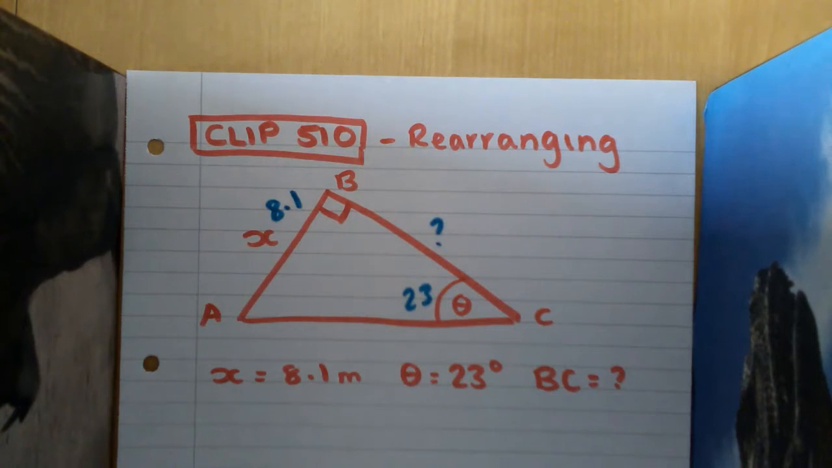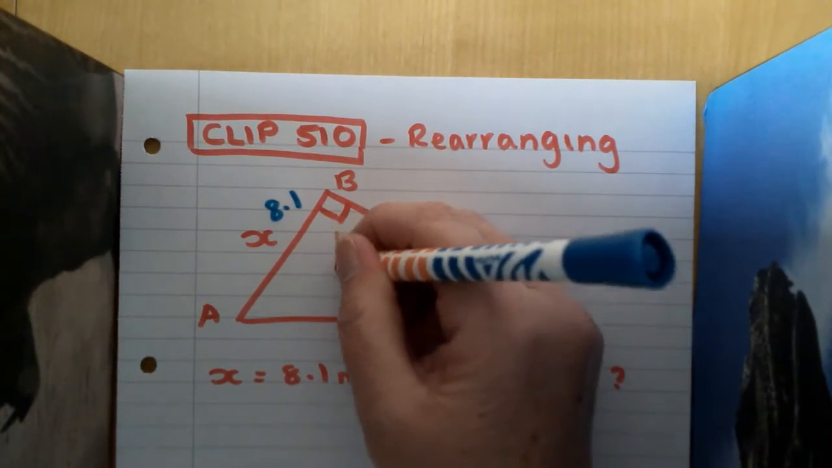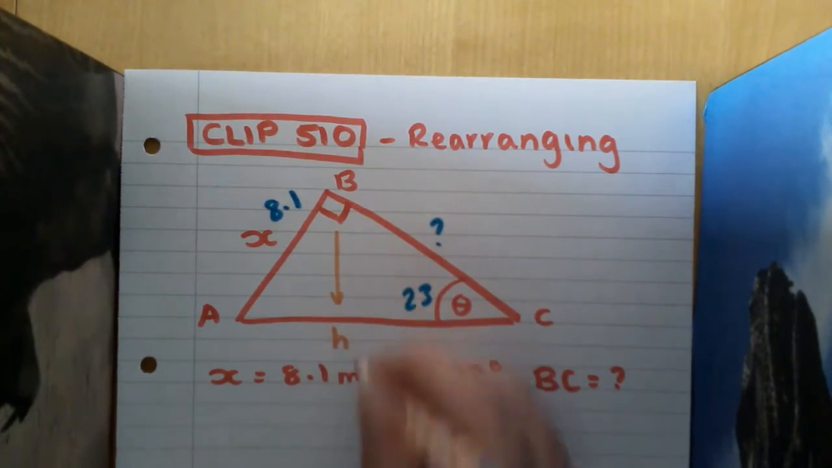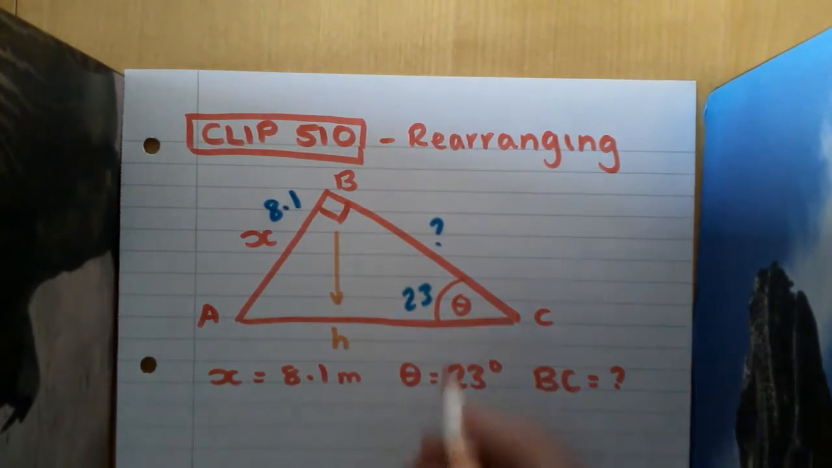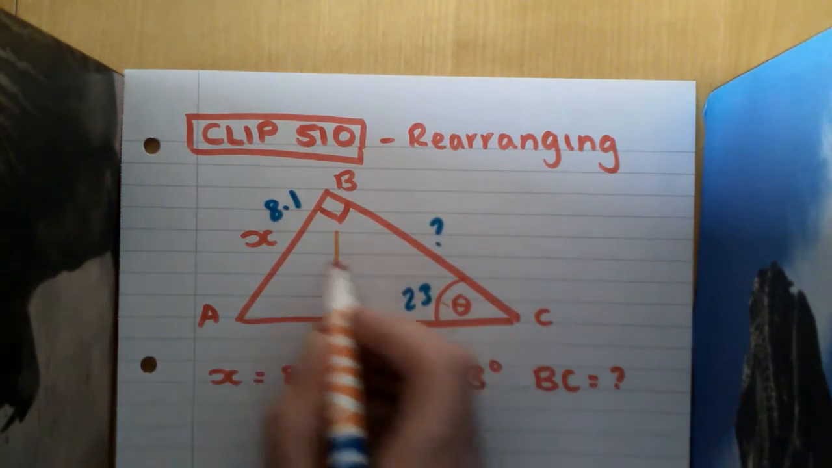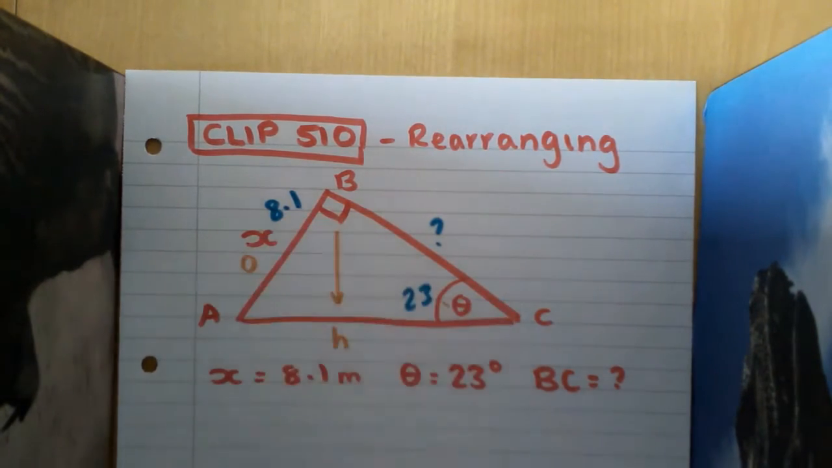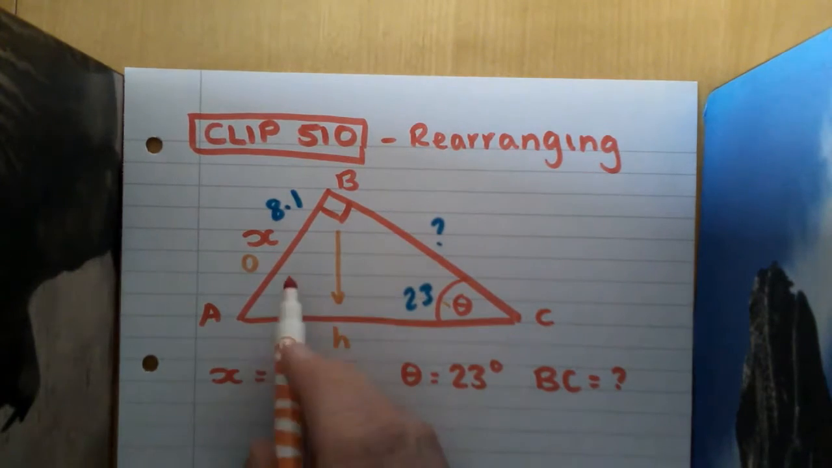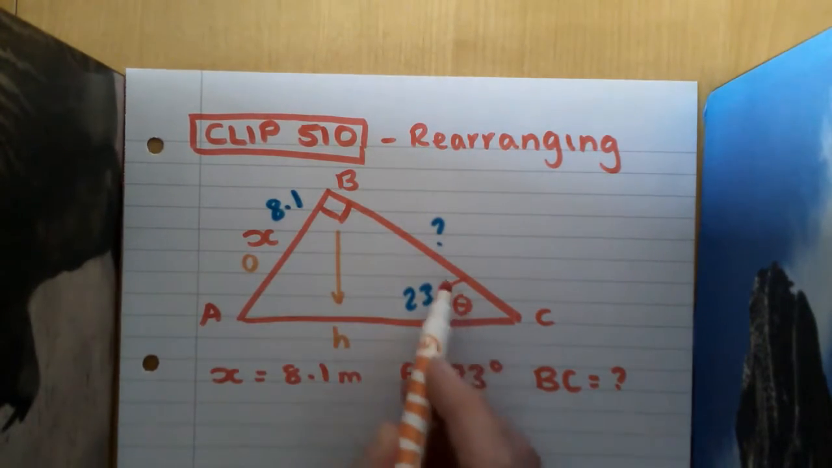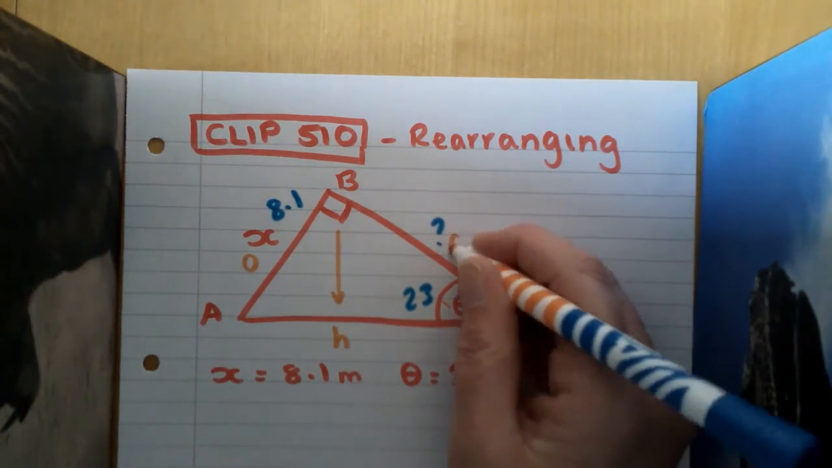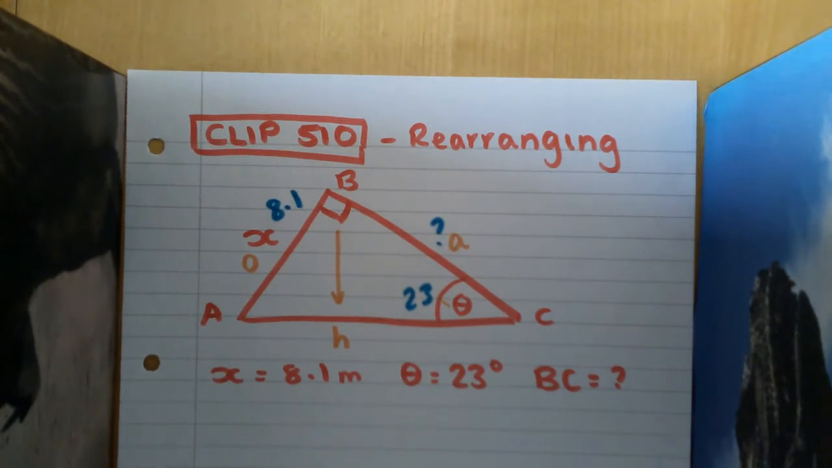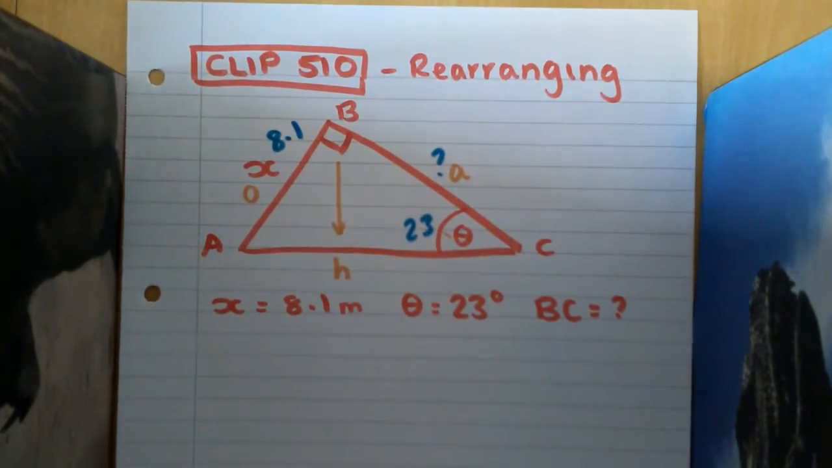Okay, the next step is I'm going to label this for trigonometry. Opposite the right angle is the hypotenuse, so we'll write H. Opposite the angle I've been given is O, so we're going to put an O there. And that means that the one I've got left, the one next to the angle I've been given, is the adjacent.